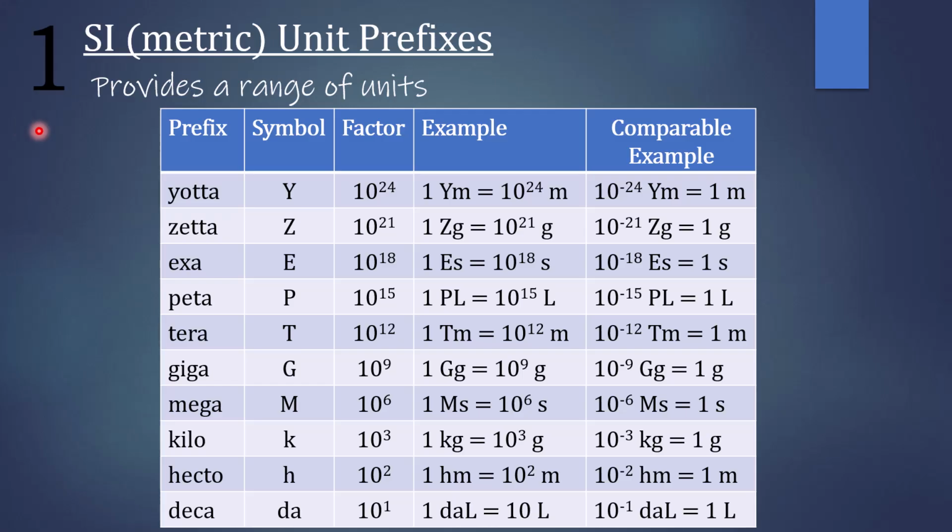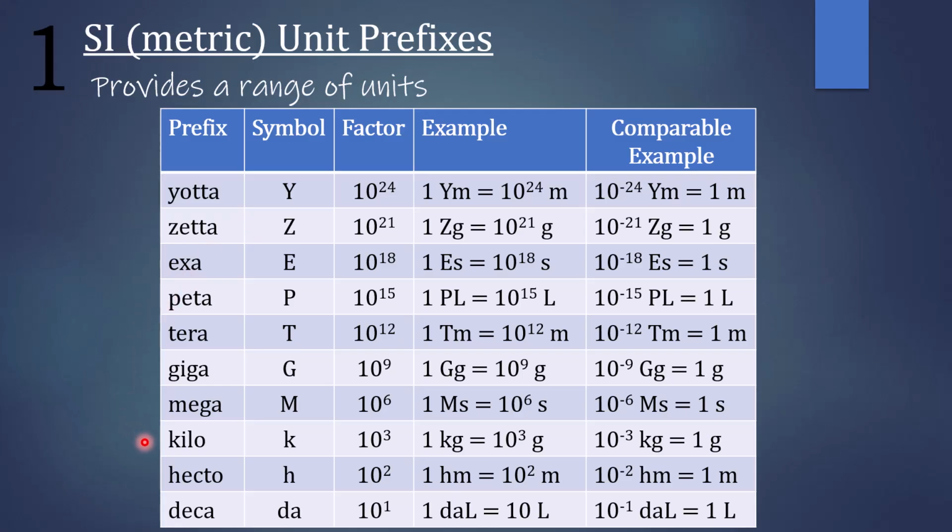So in this table, what I have listed is the prefix name, the symbol, and then the scaling factor of that prefix. And notice that these are all based on factors of 10. That's one of the nice things about the metric system. And then I also have listed an example for that particular prefix, and then a comparable example, another way of writing that example. Now, I'm going to focus in on one right here.